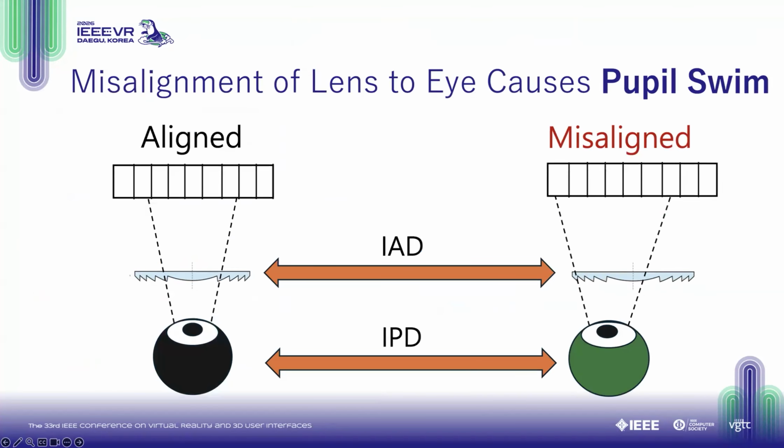So why is this lack of accommodation of IPD with IAD a problem? Well, if the center of one's vision is misaligned with the center of the lenses in an HMD, then what's called pupil swim can occur. Pupil swim is defined as the perceived change of image quality as the eye moves or rotates within the eye box or lenses of the system. So it's the range in which the user's eyes can move but still perceive an image clearly.